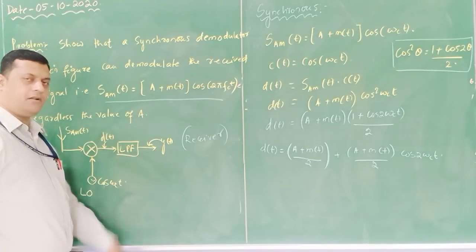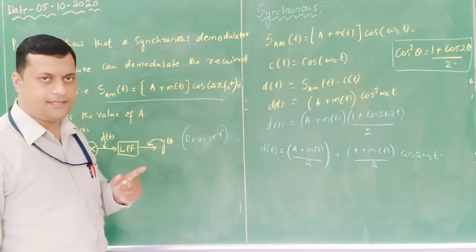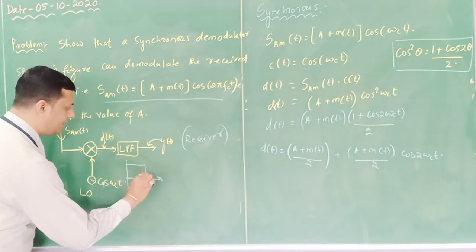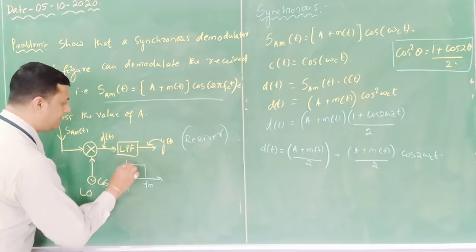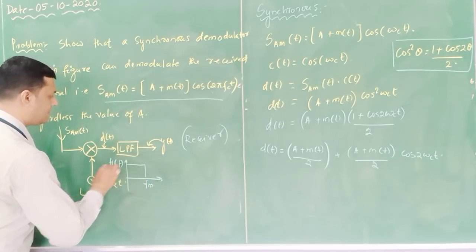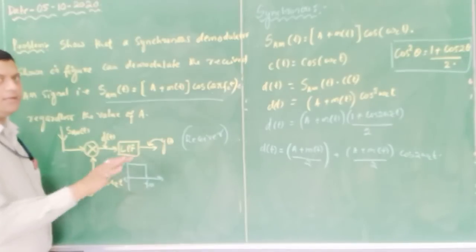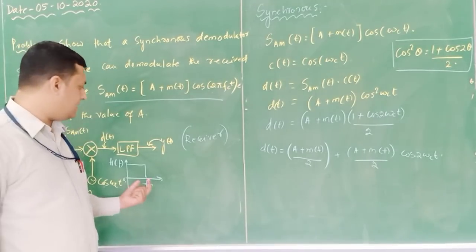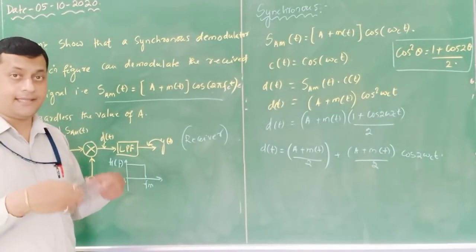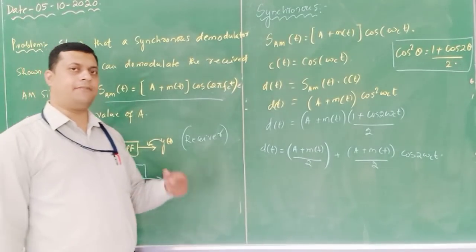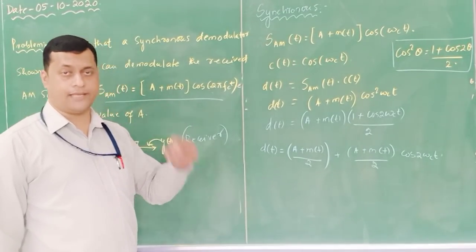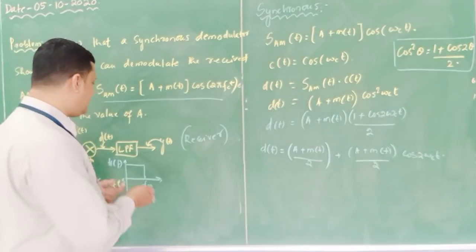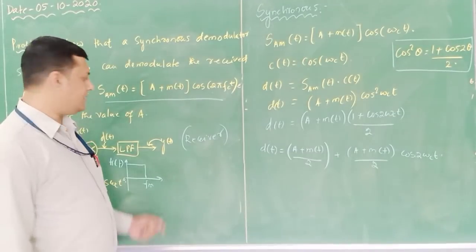Now what is the principle of a low pass filter? The principle of a low pass filter is that its response is limited to the modulating signal frequency, 0 to fm. It will pass all those frequency components which lie between 0 and fm, and the higher harmonic components, such as 2 omega c or 2 fm, as well as the DC component, are going to be suppressed with the help of this low pass filter.